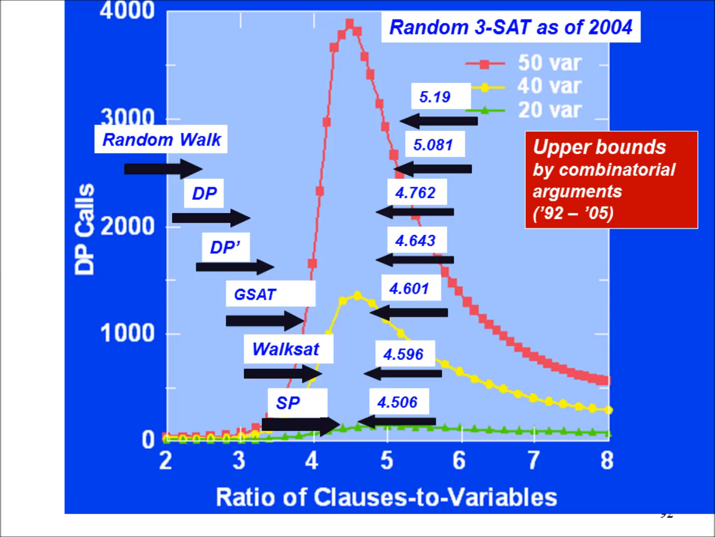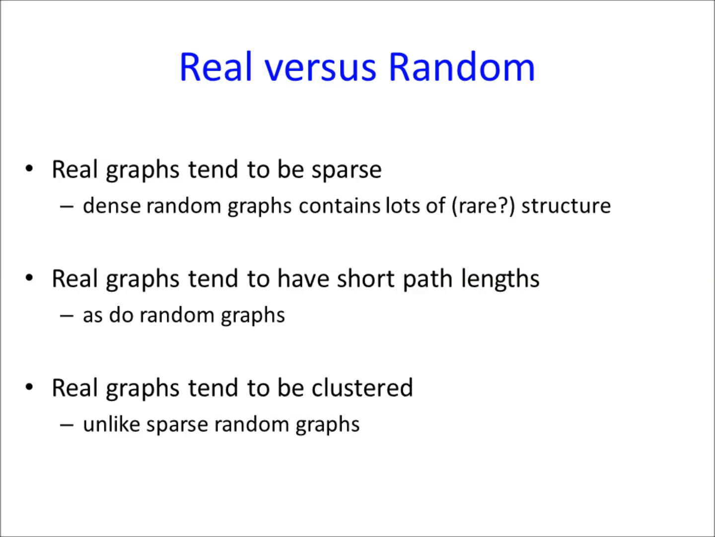Anything else? No. All of this we studied for random SAT problems. As AI researchers, do we care for random SAT problems? Actually, we do not care for random SAT problems that much. I mean, it's good to understand. This is a beautiful phenomenon, so it's great to understand it. But really, in reality, we care for real problems. And real graphs are different from random graphs in some very interesting ways.